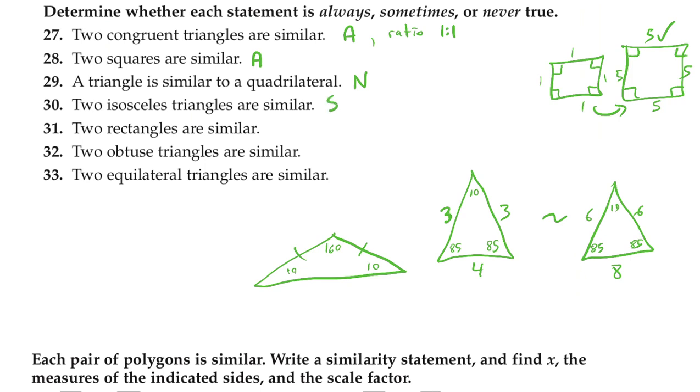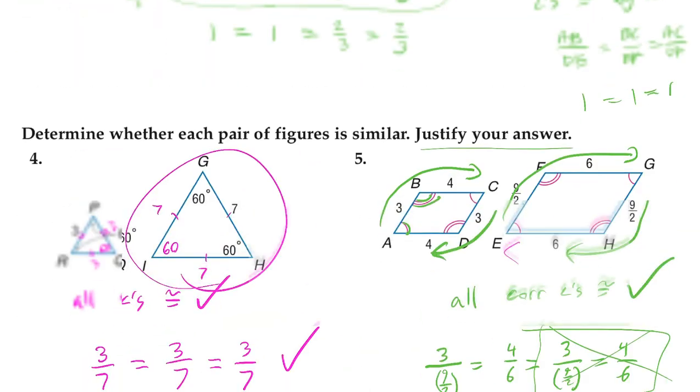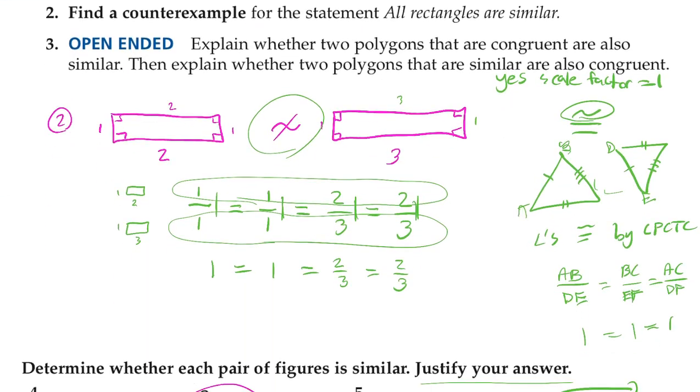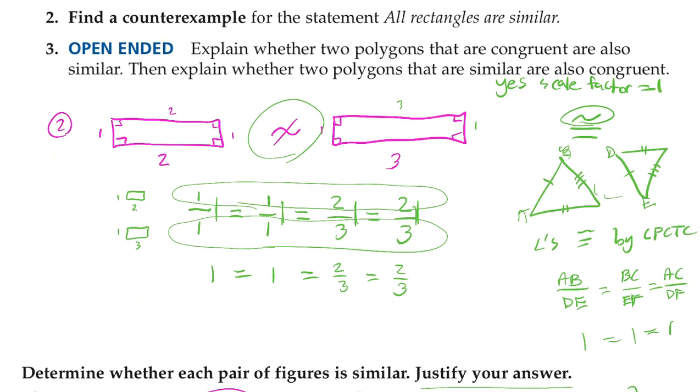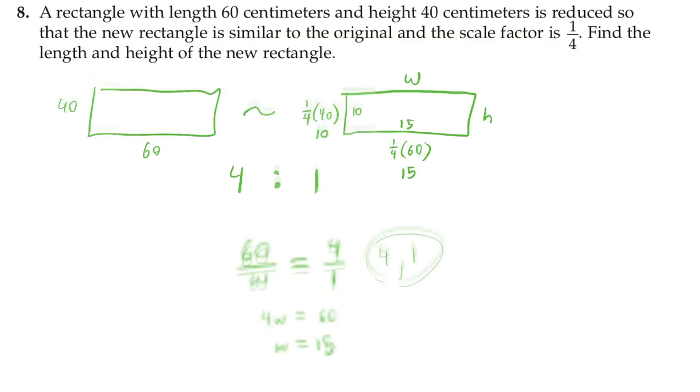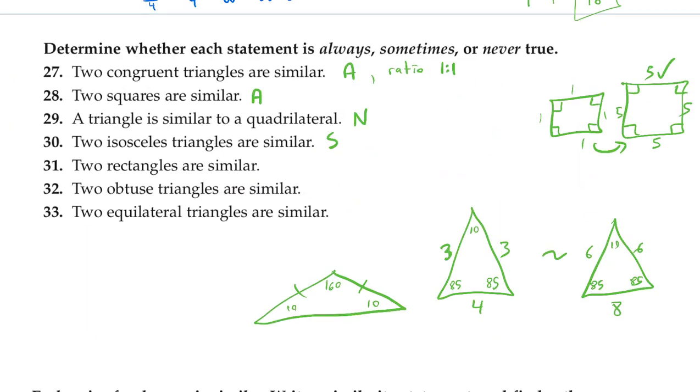So let's say sometimes. Okay, two rectangles are similar. Oh, that was the very question we did for like the second question right here. So come up with a counterexample. So we know it's not always. And then we could have just doubled all these, right? So 2, 4, 2, 4 as the lengths. So yeah, it could be, but it doesn't have to be. So that's a sometimes.